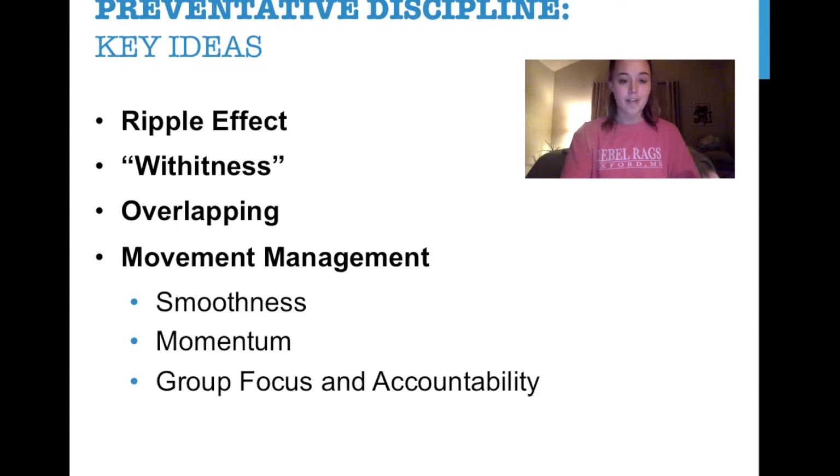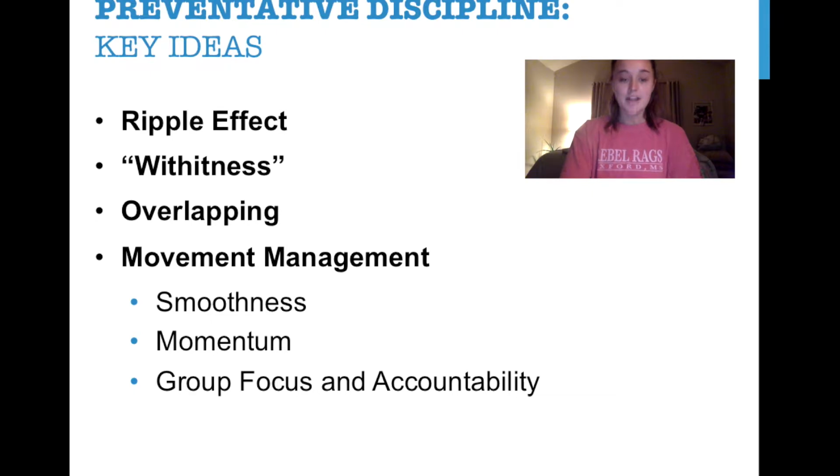There's the ripple effect, which is basically saying that when you correct one student, then the actions of the other students will follow after that correction. He also talked about withitness in his theory, overlapping, and movement management, which is broken down into smoothness and momentum, and then group focus and accountability.